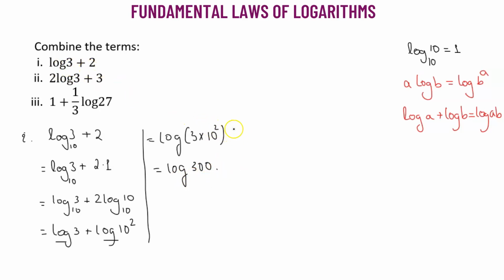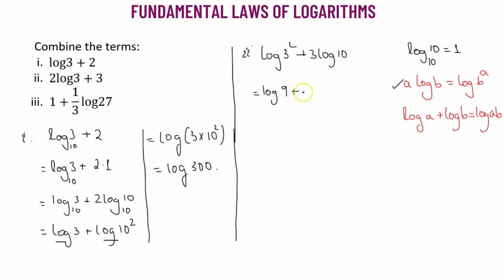So let's do part 2. We'll use the same idea now. So in part 2 we have 2 log 3 plus 3. So you use this particular property here, and the 3 will be 3 times log 10. So that's equals to log of 9 plus log of 10 cubed, which is log of 9 times 10 cubed.